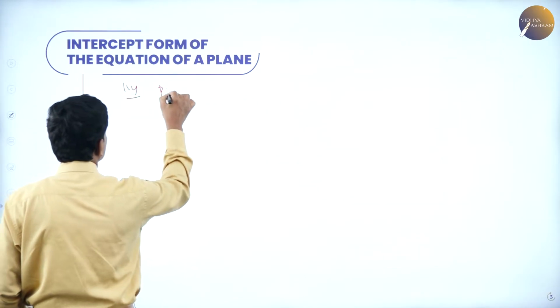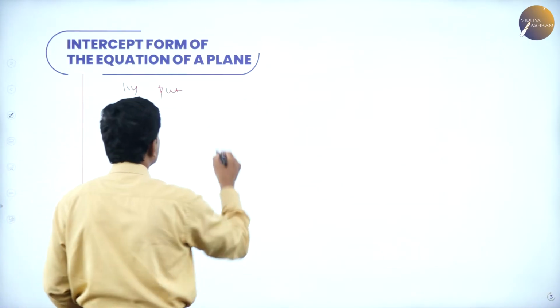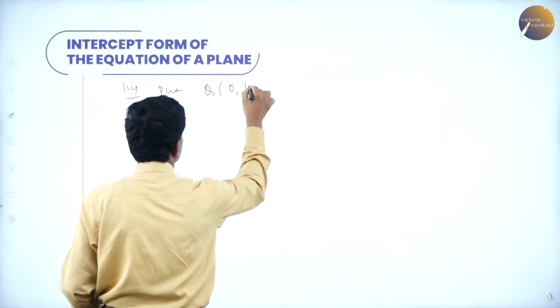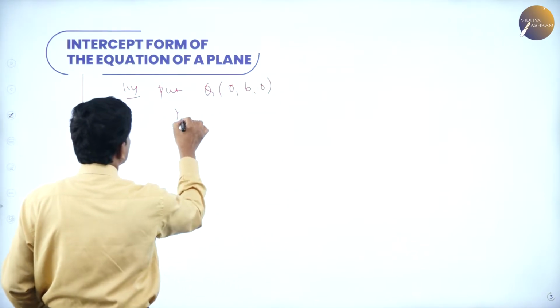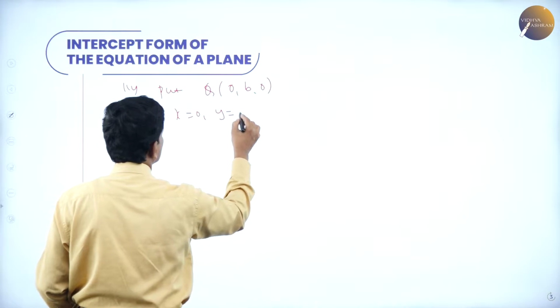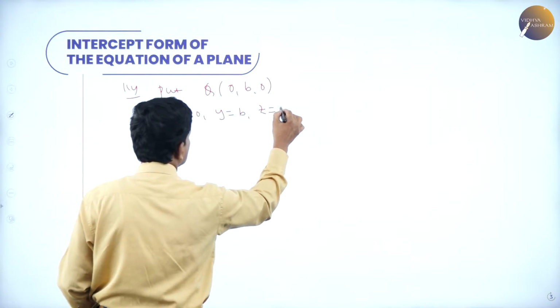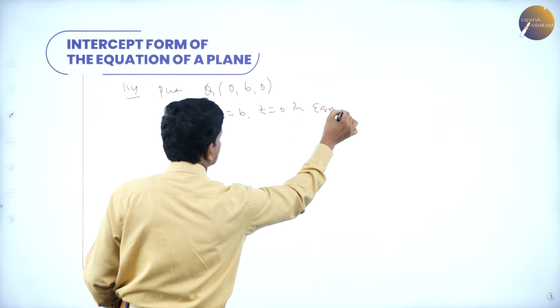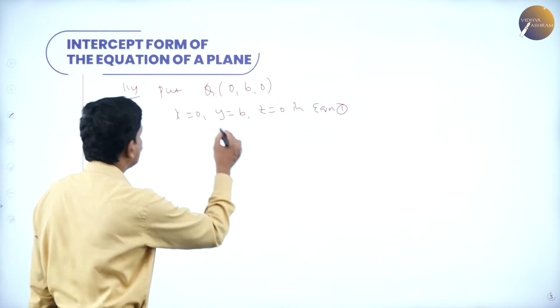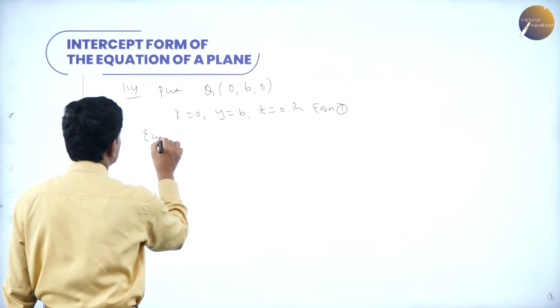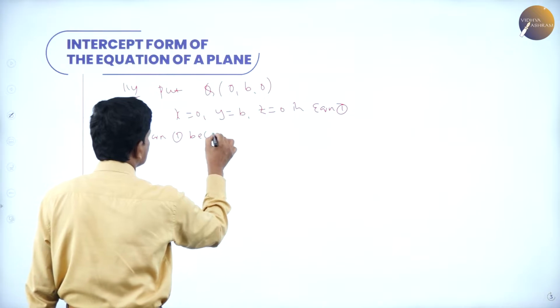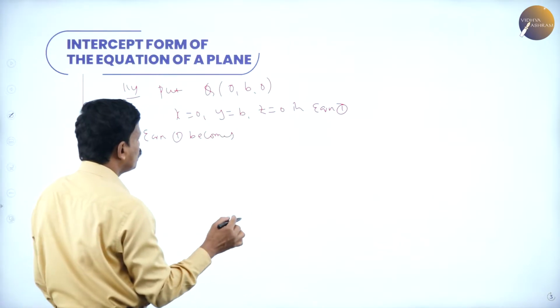Similarly, put the point Q. What is the point Q? Q is 0 comma b comma 0. Put x is equal to 0, y is equal to b and z is equal to 0 in equation number 1. So what will you get from equation number 1? What is equation number 1?